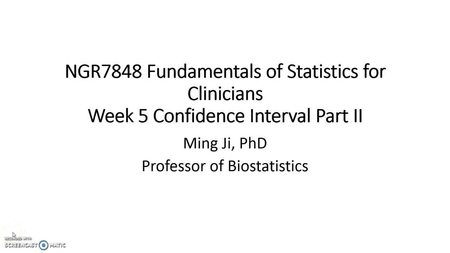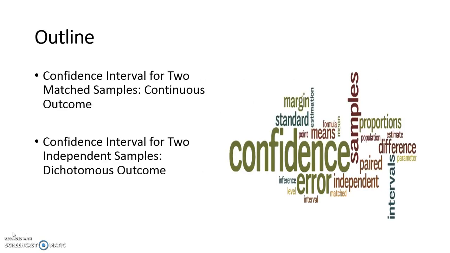Hello, welcome to week 5, which is on confidence interval, part 2. So the outline for this video lecture is as follows. Confidence interval for 2 matched samples with a continuous outcome, and confidence interval for 2 independent samples for dichotomous outcome.